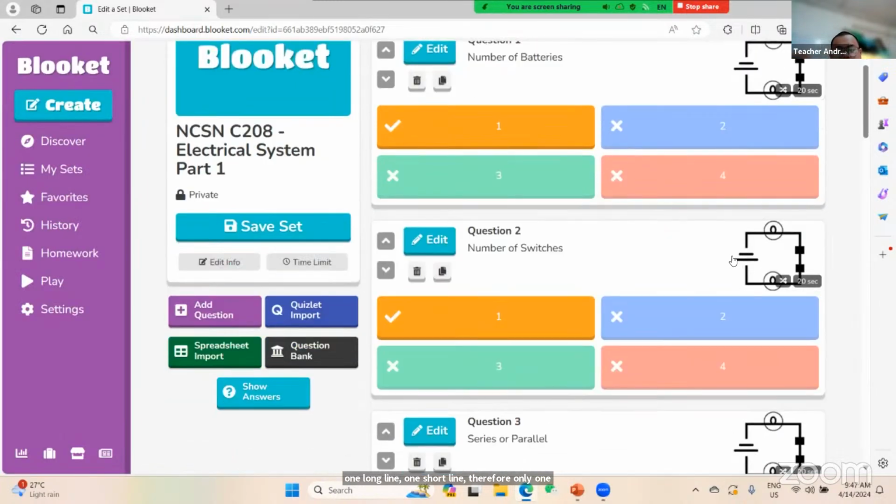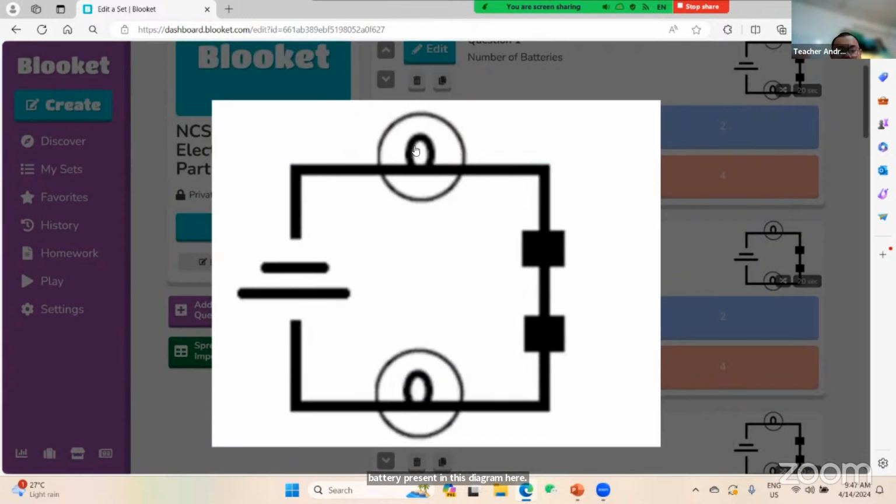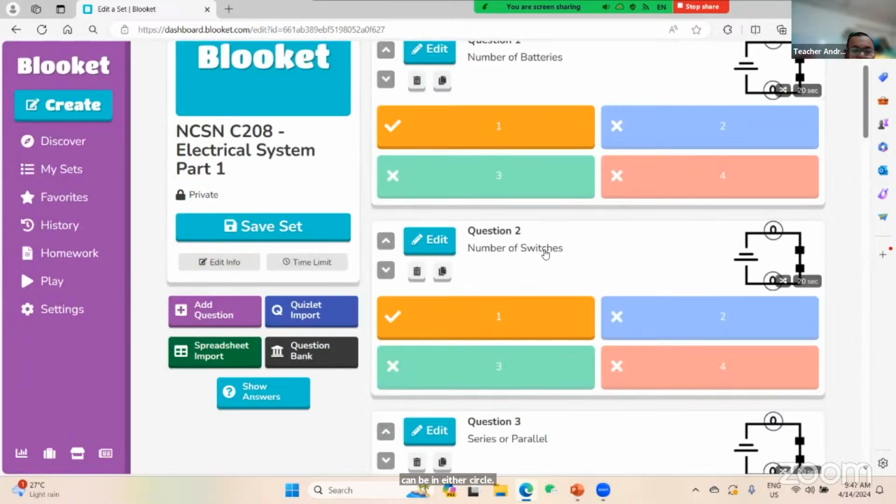Second question, number of switches. Same thing here. Yes, we have two light bulbs here, but we only have one switch. Remember earlier in the lesson, I mentioned that the switch can be in either circles or squares. So I have two squares here and one straight line. This is one circuit, one switch.